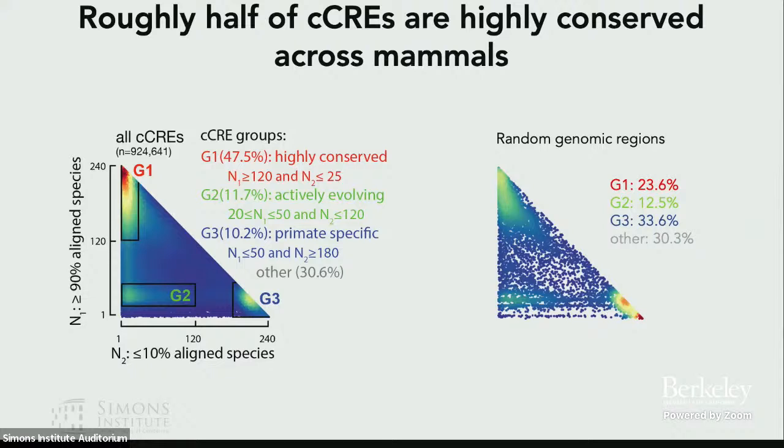So we took the alignment, and Kylie was the one who came up with this triangle representation. If you take one CCRE and you look across all 240 species, okay, so anyway, it's a bit confusing.